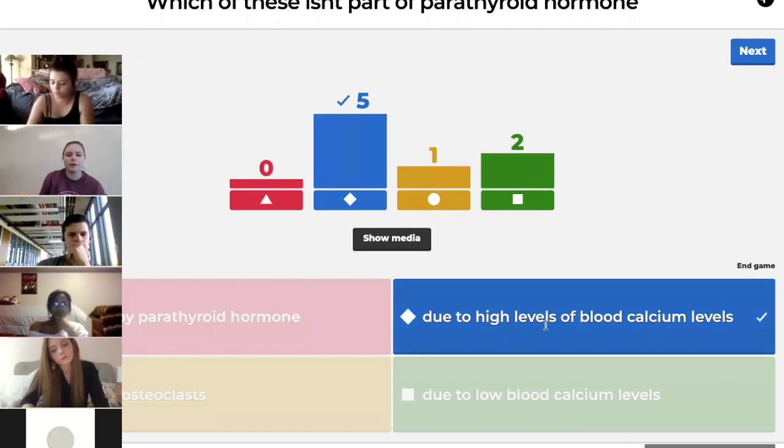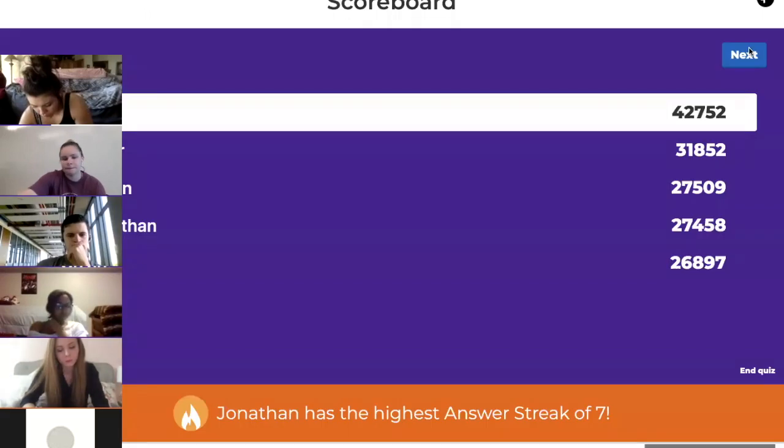Cool. So parathyroid hormone is due to low blood calcium, right? And so it will increase the blood calcium. Ooh, killing it.